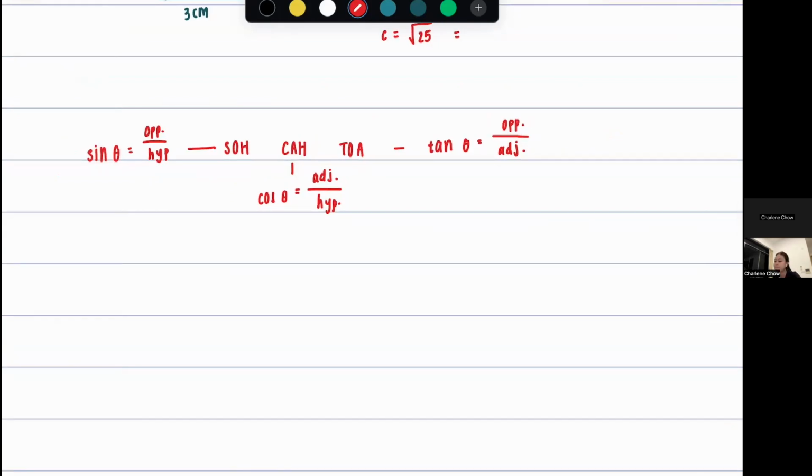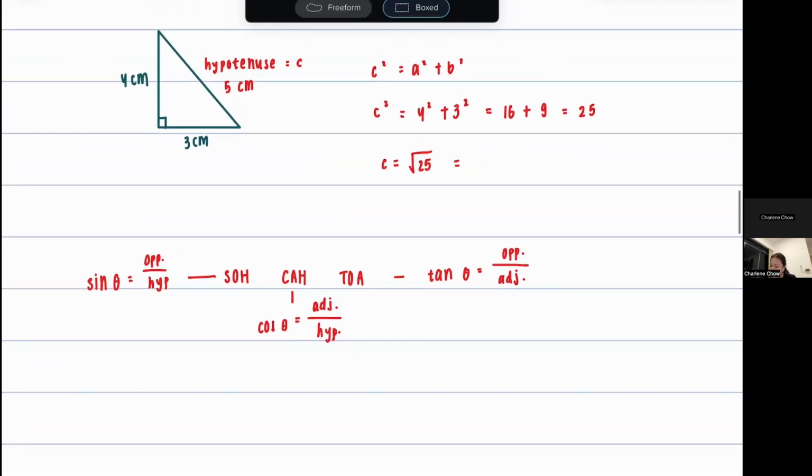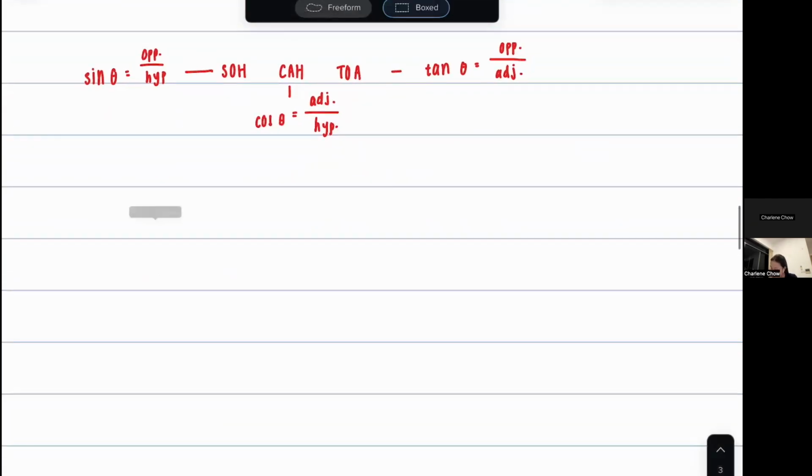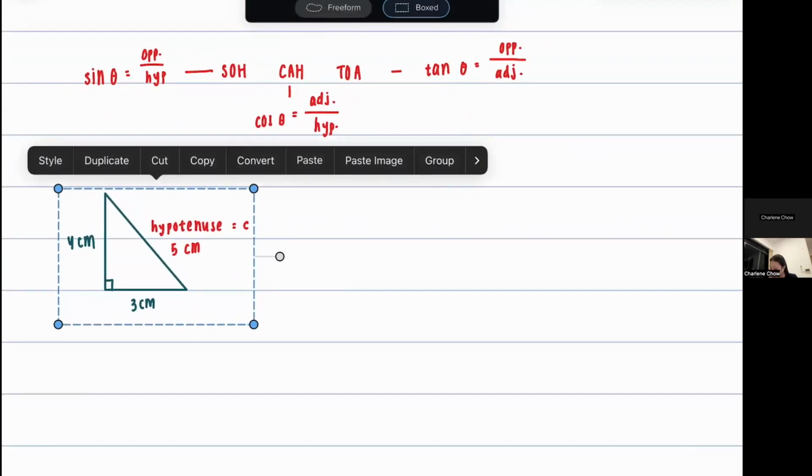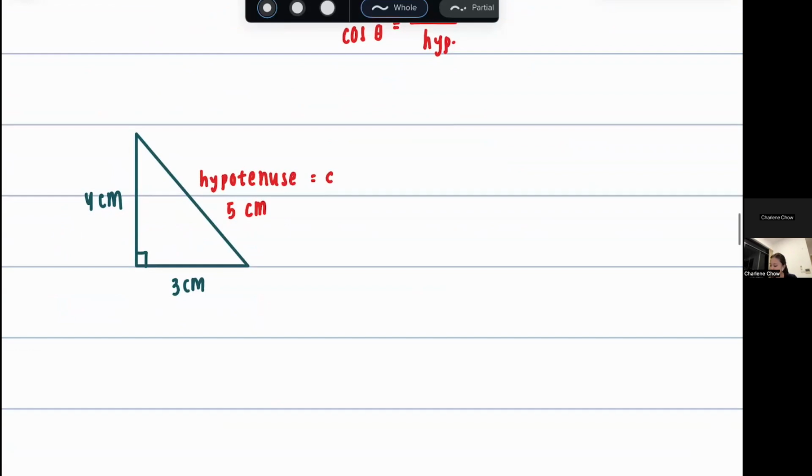From these identities, or from the SOHCAHTOA abbreviation, we can again solve for missing values. And I'm just going to bring down this example here so we don't have to work with another triangle.